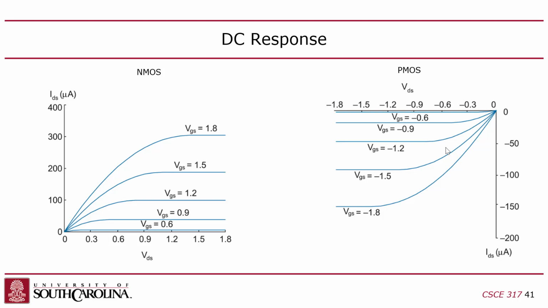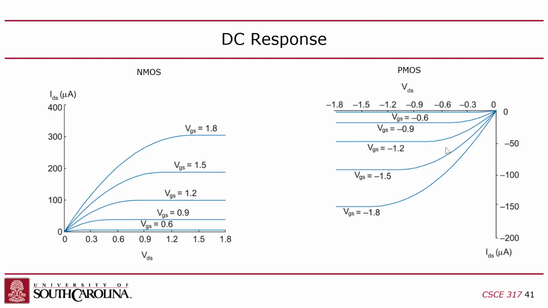So if we have the gate-source voltage at 1.2 volts, and then the drain-source voltage is increased from 0 to 1.8, you can see that you have this linear effect here until it saturates. It saturates here at about 1.6 volts. Now, if we have the gate-source voltage higher, then the saturation happens around 1.3, 1.4 volts. So the saturation point depends on the gate-source voltage.